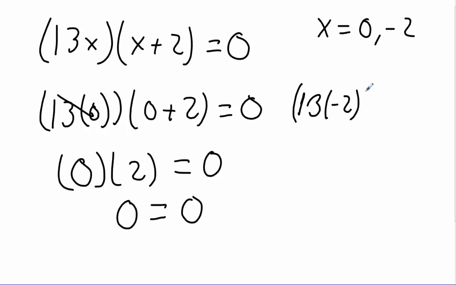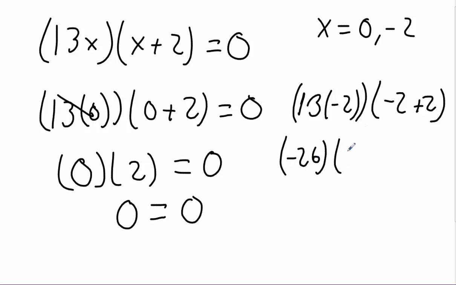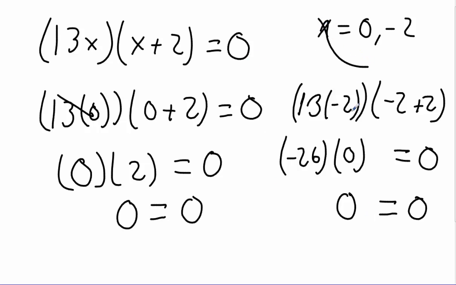So now you say, well, obviously, if we plug in a negative 2, it can't work. But you're wrong. Because 13 times negative 2 and negative 2 plus 2. 13 times negative 2 is negative 26. Negative 2 plus 2 is 0. Anything times 0 is 0, and 0 equals 0. Would you look at that? Both of them work. And that is how we have x equaling two answers.